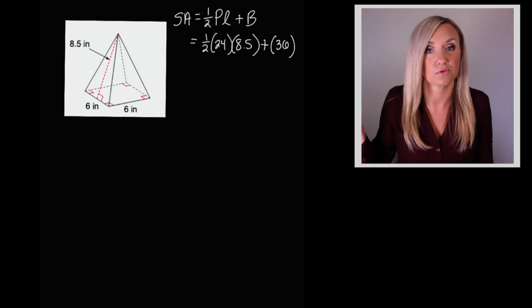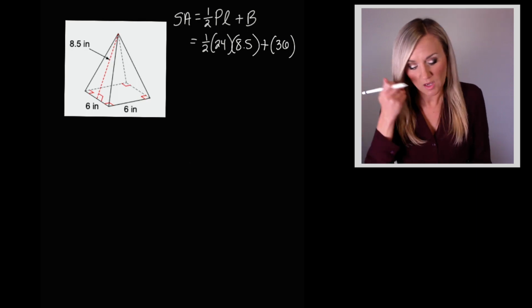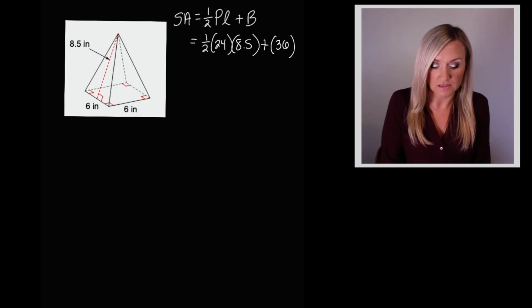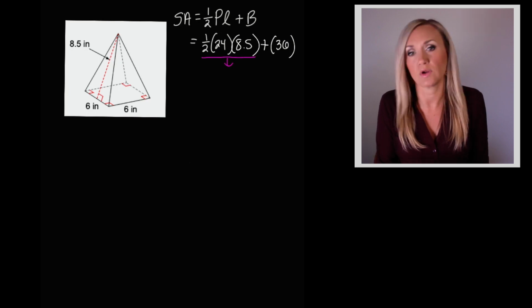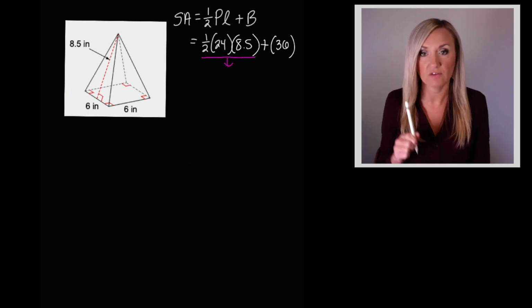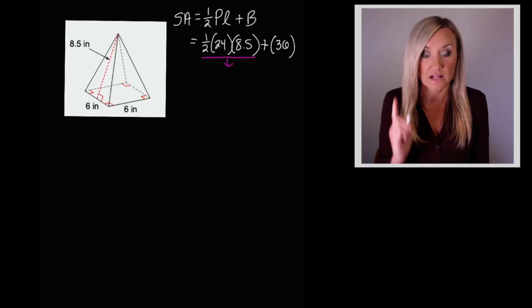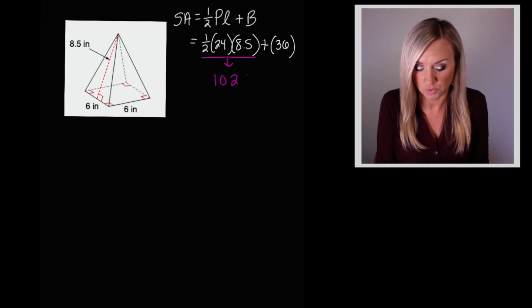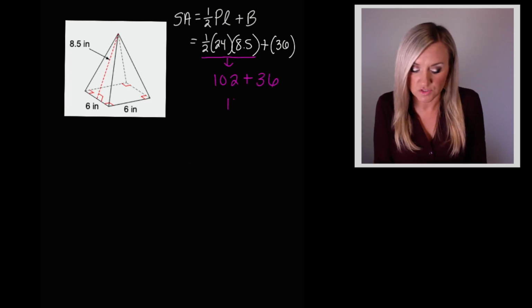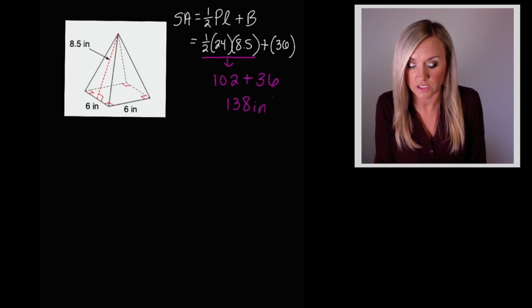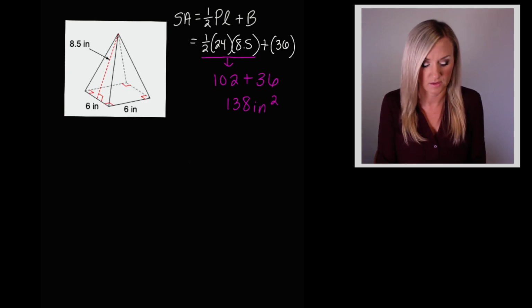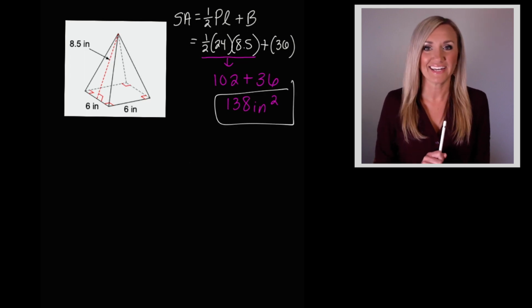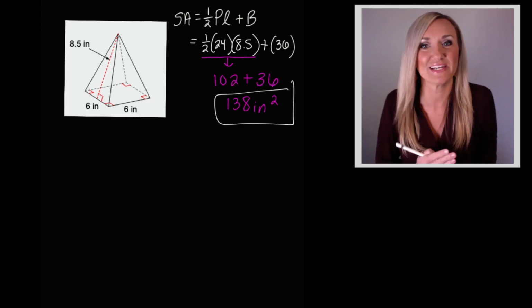I don't know why I put that in parentheses. No clue. Okay, so what I would recommend next is multiplying these 3 together and then writing them down. So 1/2 of 24 times 8.5, that is 102, plus our 36. So that gives us a total of 138 inches squared because we are finding the area. All right, 1 down, 3 to go.